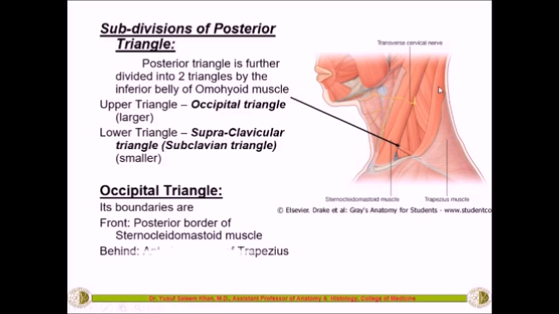Posteriorly we have the trapezius, and the anterior border of the trapezius will form the posterior boundary. Below, as I said, we have the muscle called omohyoid. It has two bellies, a superior belly and an inferior belly. The inferior belly of the omohyoid will form the base of this triangle. So the boundaries are: anteriorly the sternocleidomastoid, posteriorly the trapezius, and inferiorly the inferior belly of the omohyoid.